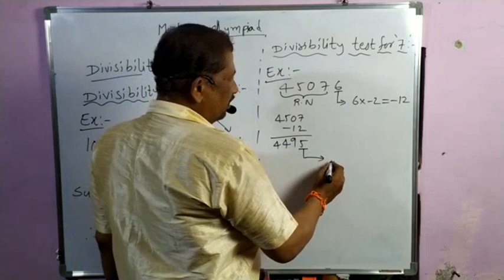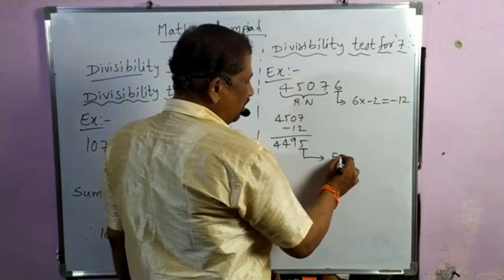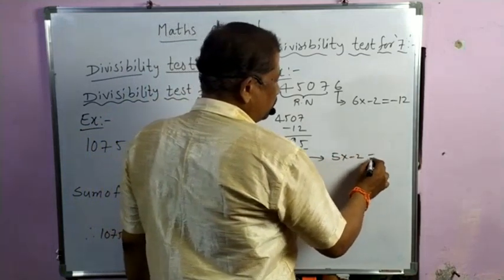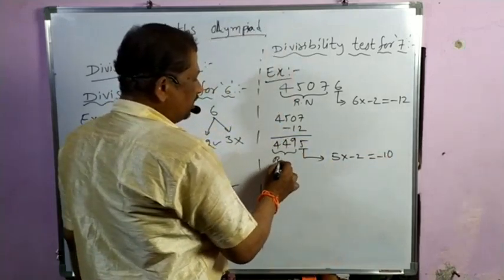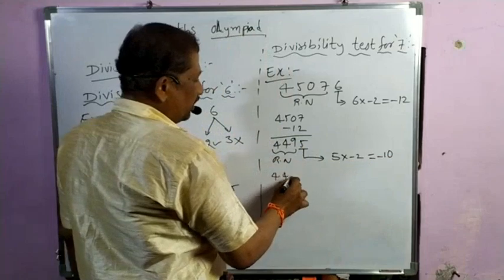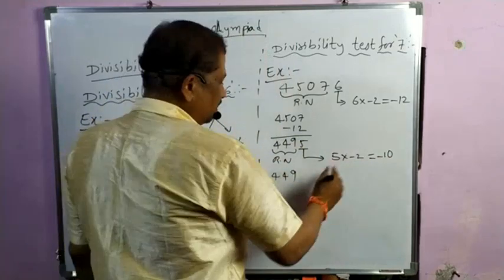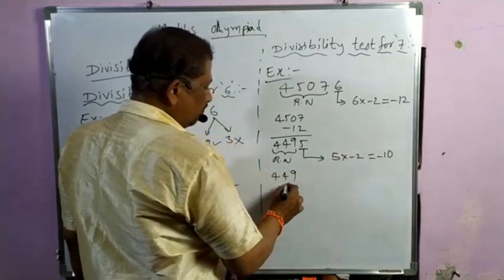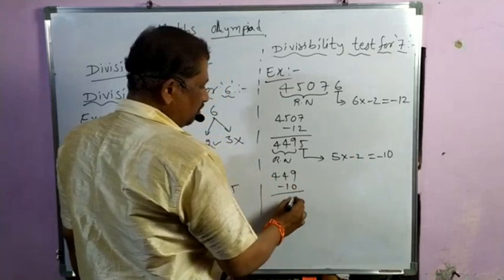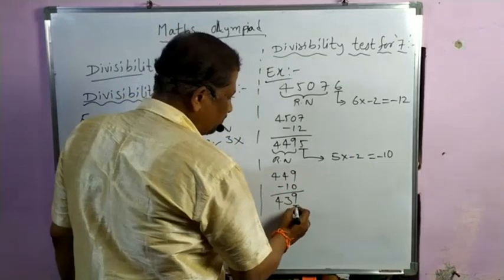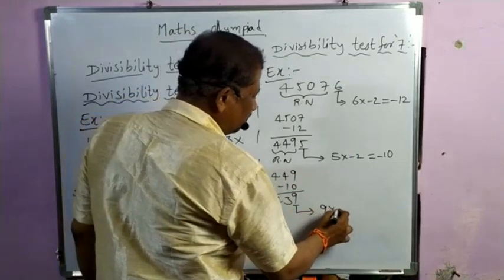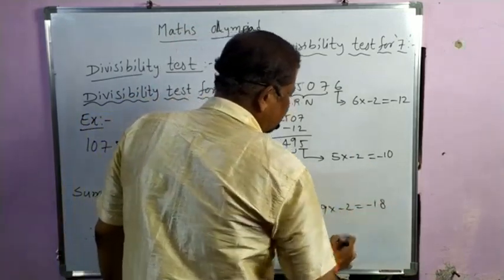Again you have to take the last digit and double it, that is 10. Then the remaining number is 449. Subtract 10 from 449. What do you get here? 439. Again this is a bigger number, no? Again we have to double the 9, which gives 18.